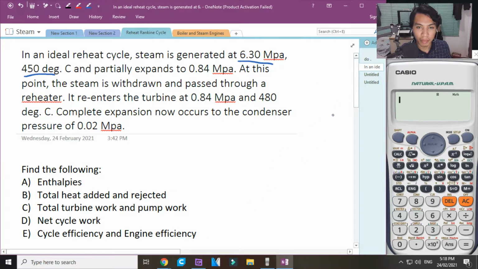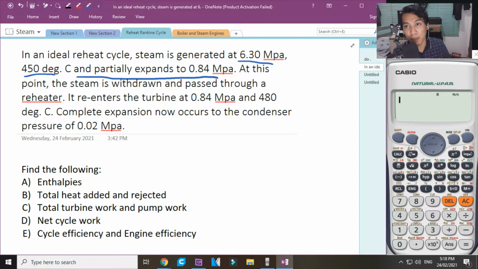Lista lang natin, ha? And partially expands to, tignan yung wordings, ha? 0.84 MPa. Partially, it expands. Nasaan pa siya niyan? Nasa turbine pa niyan, ha? At this point, the steam is withdrawn and passed through a reheater. Ibig sabihin, nag-expand na siya to 0.84. Nag-lose na siya ng pressure after passing dun sa high pressure turbine mo. And then, partially expanding, ayan, binigay yung pressure.